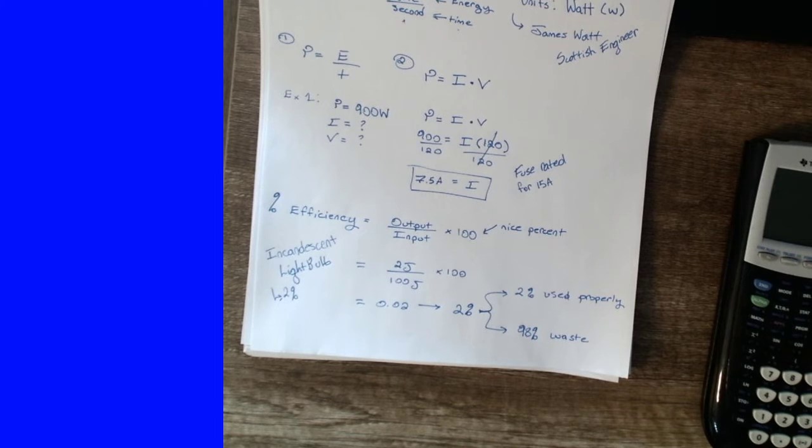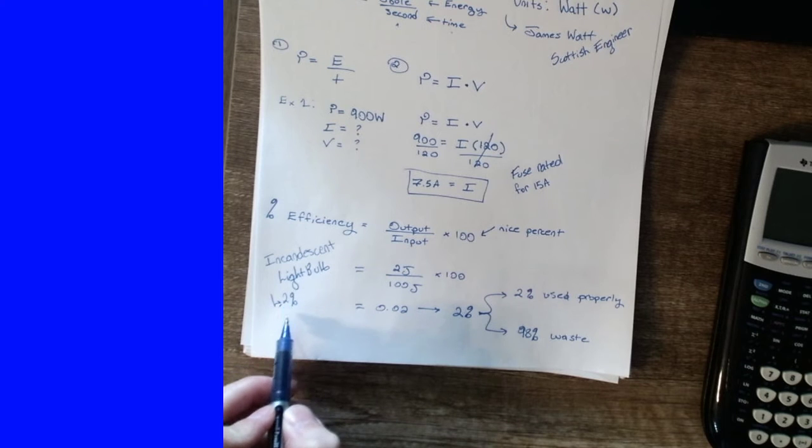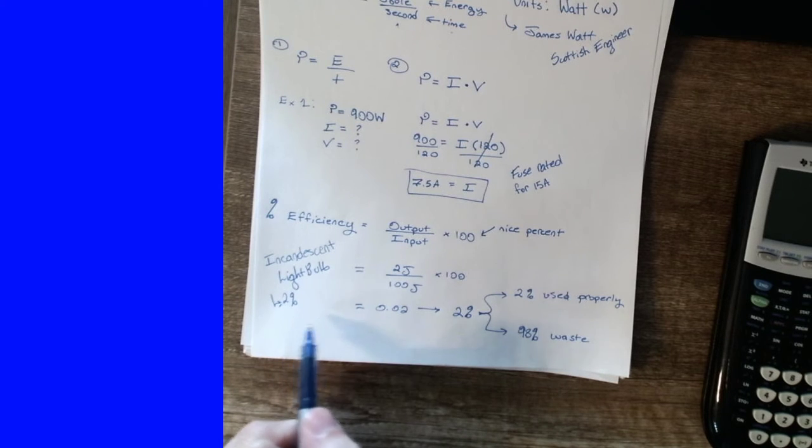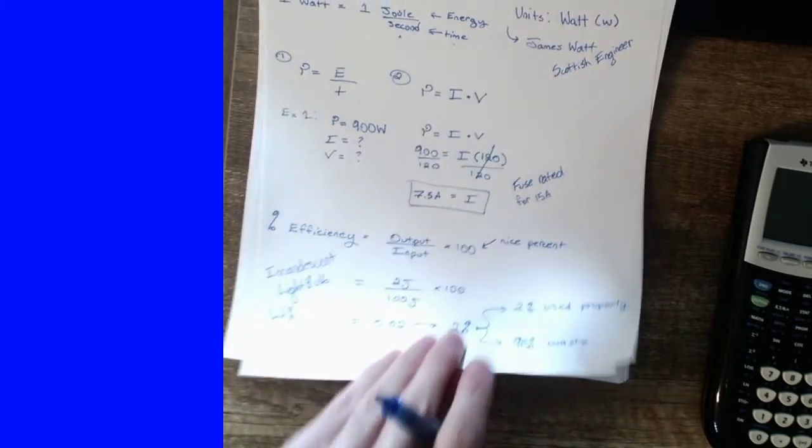I can say that the efficiencies for some of the newer light bulbs, like LED light bulbs, are also not that great, but they're also not this bad. It's roughly around 15 to 25% in terms of efficiency. So that's power, that's efficiency.